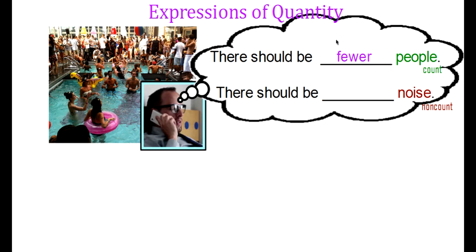Fewer means a lower quantity. So there are too many people. There should be fewer. And there is too much noise. There should be less. Just like too much and too many, I have to use fewer with count and less with non-count, even though they mean the same thing.